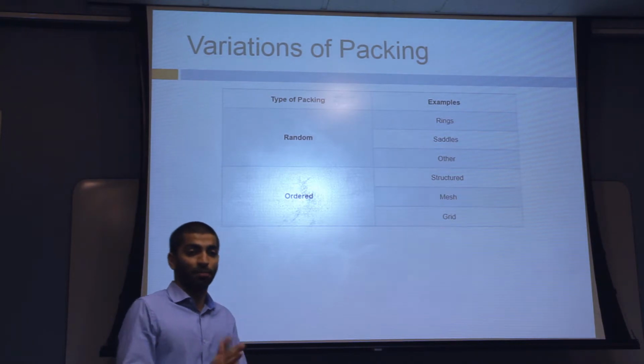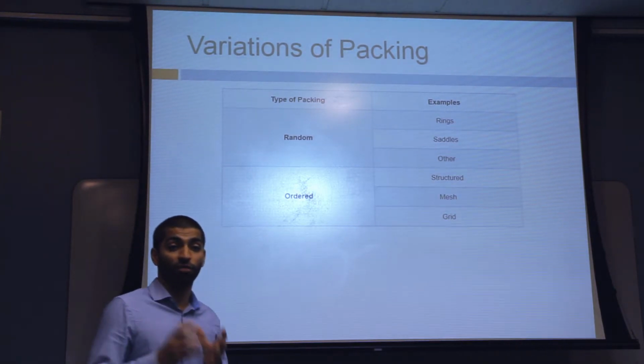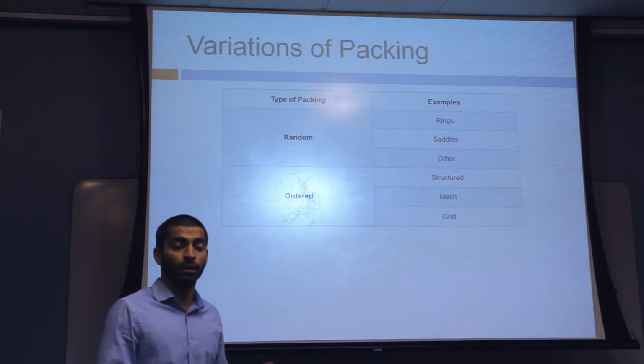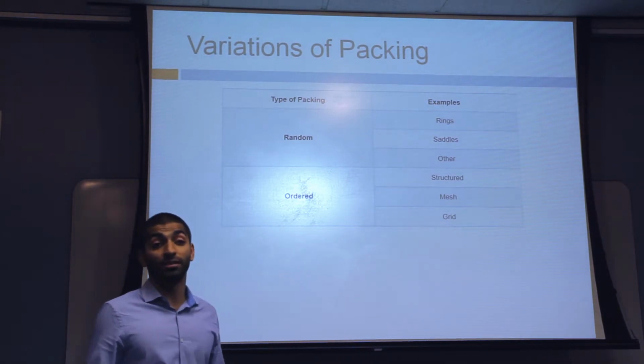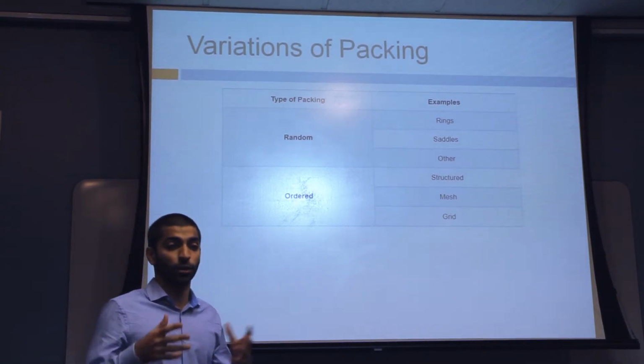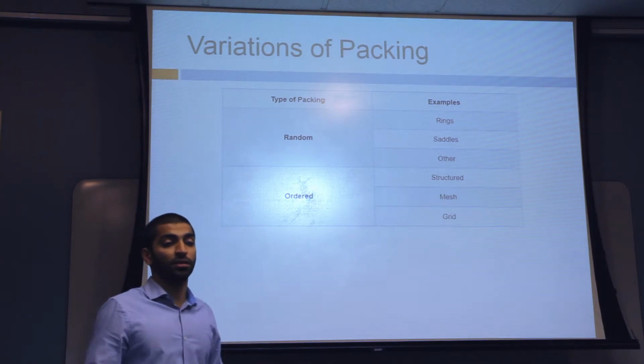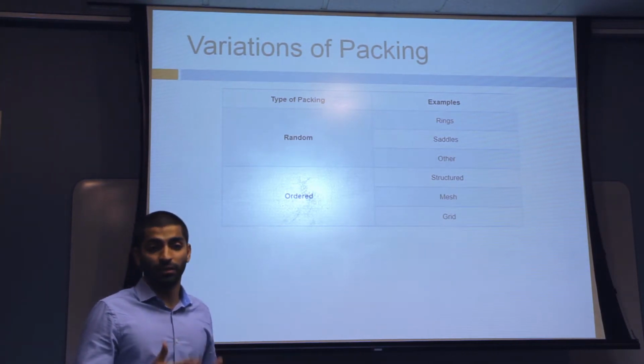All right, let's talk about packing. There are two major categories of packing out there. One is called random packing, and the other is called ordered packing. Random packing, as the name suggests, is very random. You drop different shapes of packing material into a column randomly, and it settles itself and creates surface area for liquid and vapor to contact on.